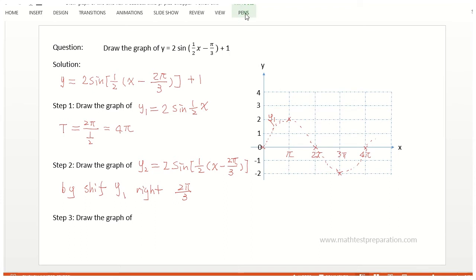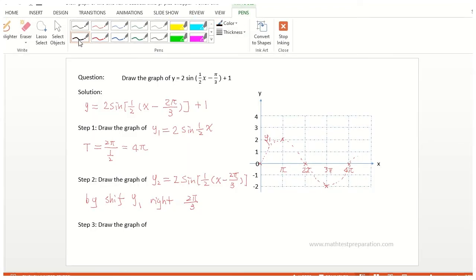So now move this point right 2 pi divided by 3. Move this point right 2 pi divided by 3. Move each of the points right 2 pi divided by 3. Now connect these 5 points smoothly and extend this curve. So this curve is y2.